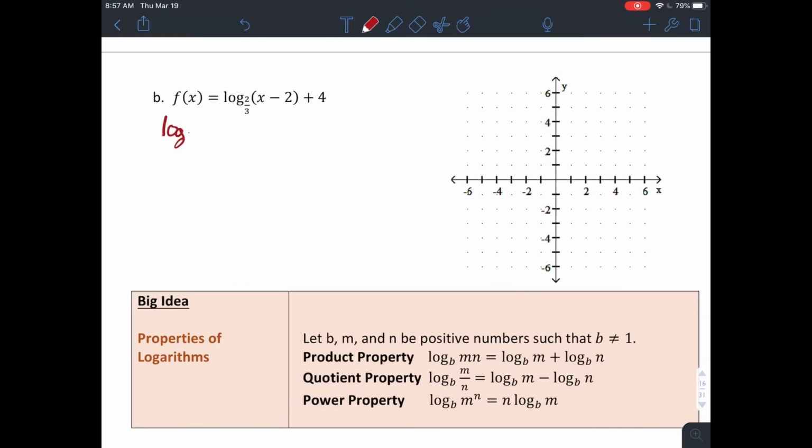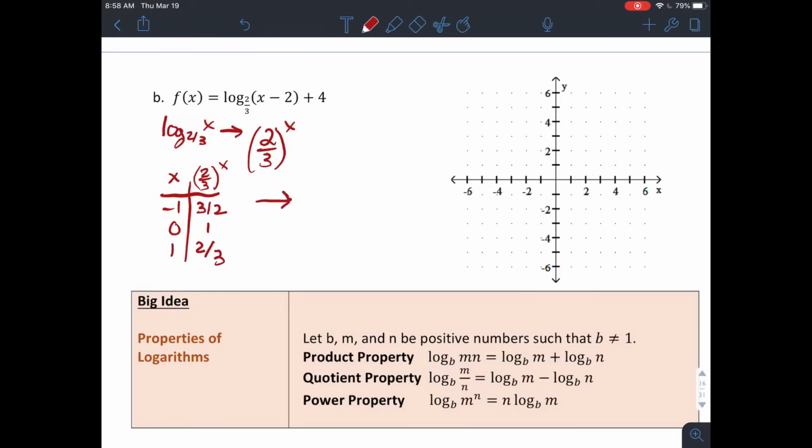Let's do one that has some translations on it, because the order that you do these in is kind of important. So it's log base 2/3, which means I'm going to do 2/3 to the x power for my exponential function to get some initial points. Don't do any translations on the exponential points. Do your translations after you swapped it back to logarithmic form. So these would give me 3 points on my 2/3 to the x power. Swap those x and y values so that you have points on the logarithmic function.